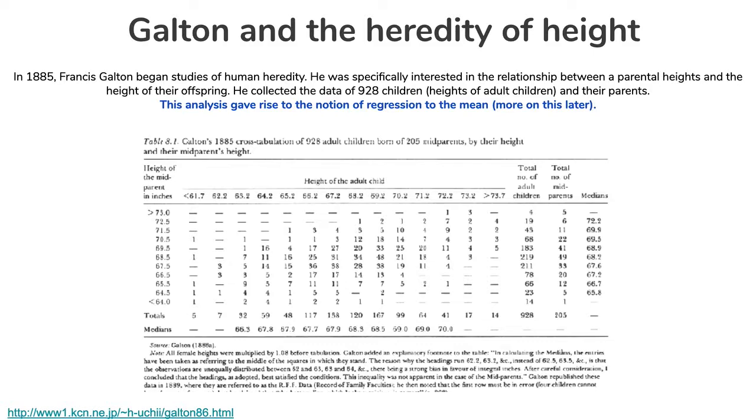But the collection of both parental and offspring heights led to the formalization of this concept called a regression to the mean. And we're going to table that until we talk about regression in maybe a month or so. But this is an excerpt of the table that Galton put together looking at the heredity of height. It's barely legible, but mainly just there to jog your memory.